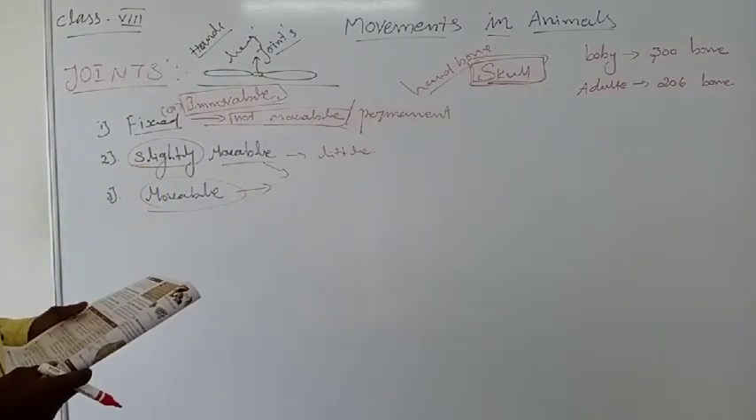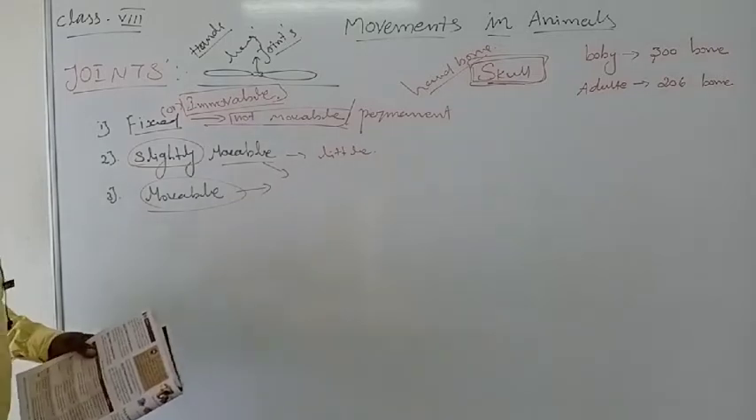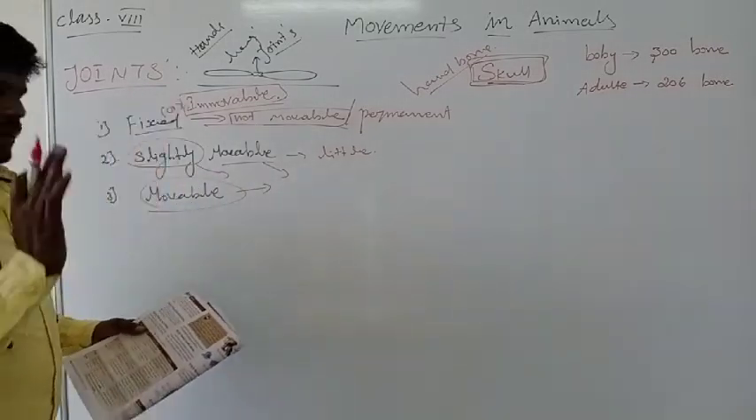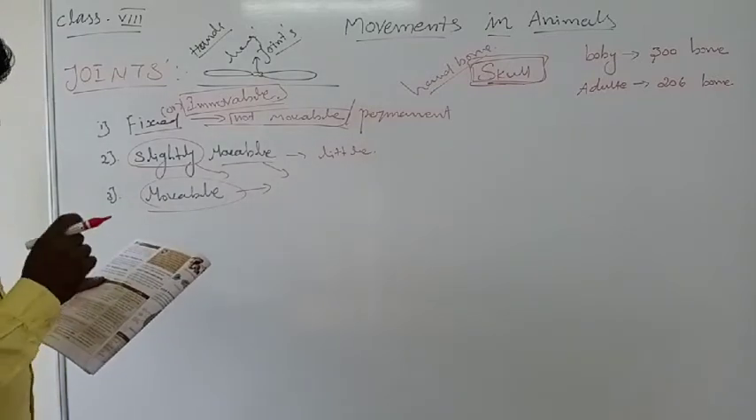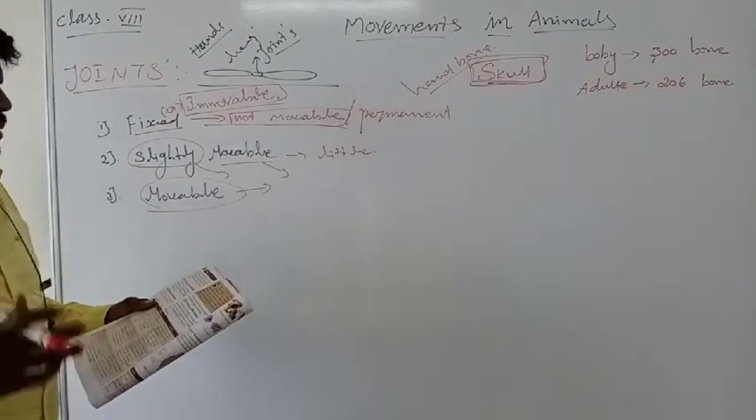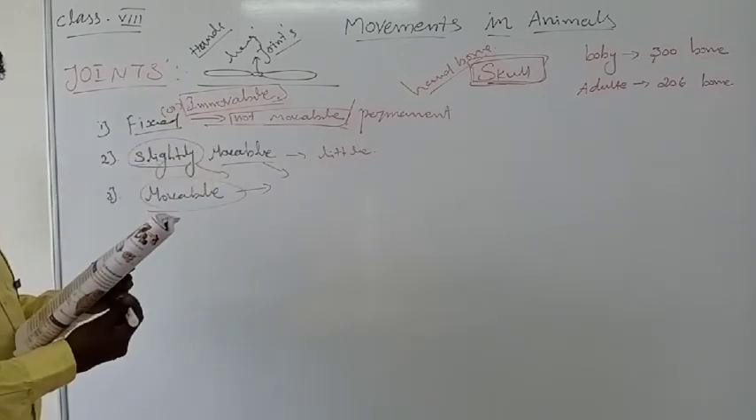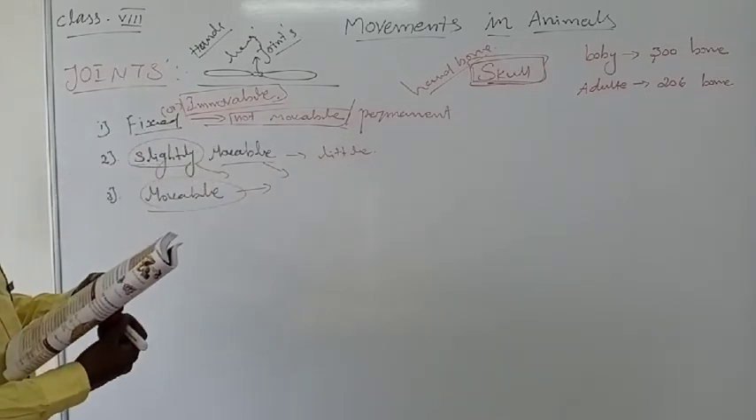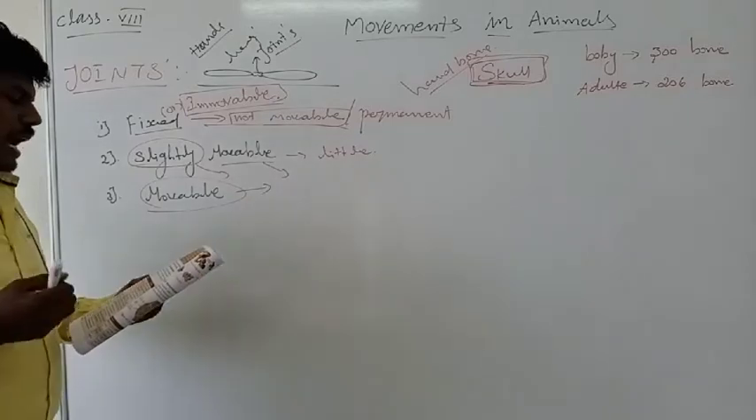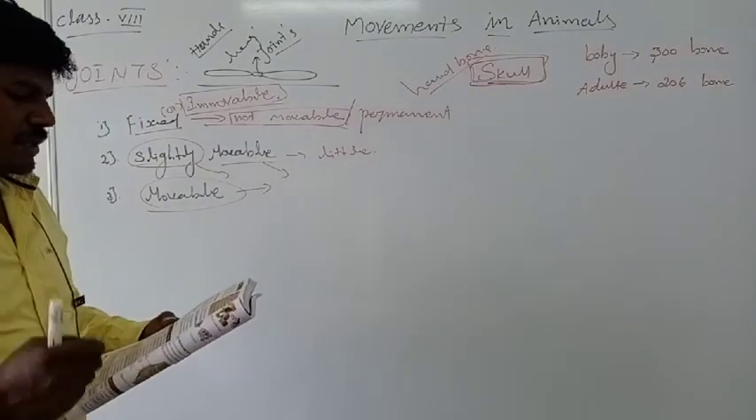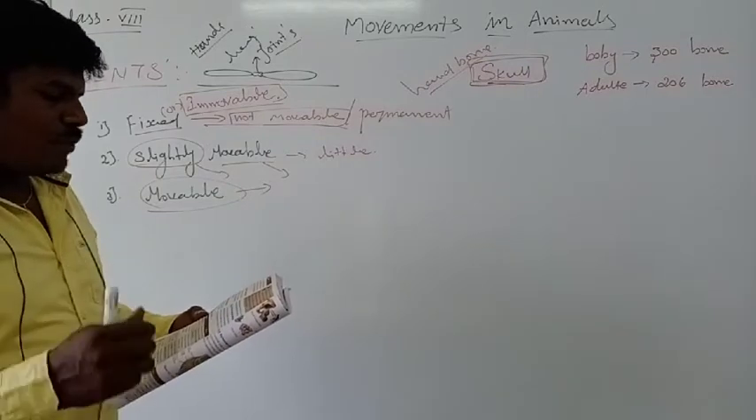Next, the slightly movable joint. Slightly movable means only a little bit will move. That means it is partial, only one part of the movement occurs between the two bones. The joints between a rib and the breastbone, or between the vertebrae, are examples of slightly movable joints.